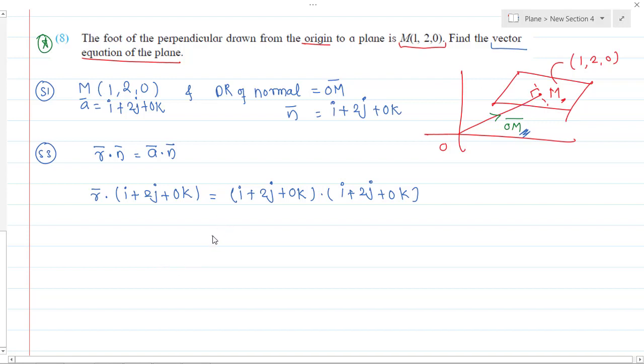Please make note of this. Okay, so we have i dot i is 1, plus 2 dot 2 is nothing but 4, plus 0 dot 0 is nothing but 0. And this side we have r bar dot i plus 2j plus 0k, and this is equal to 4 plus 1, which is 5. Is this your answer? Yes, this is my final answer.